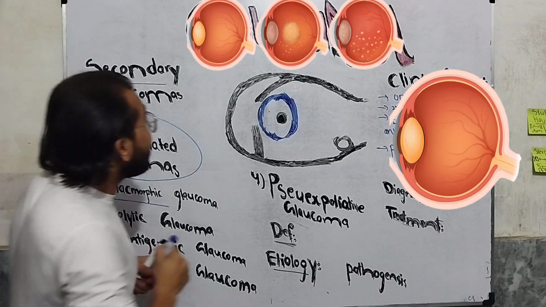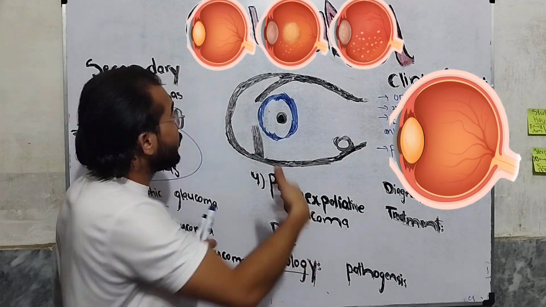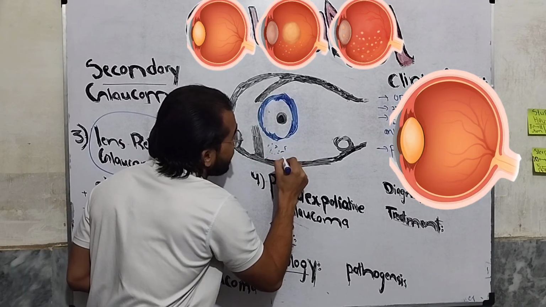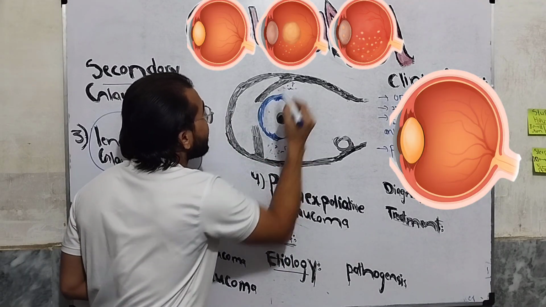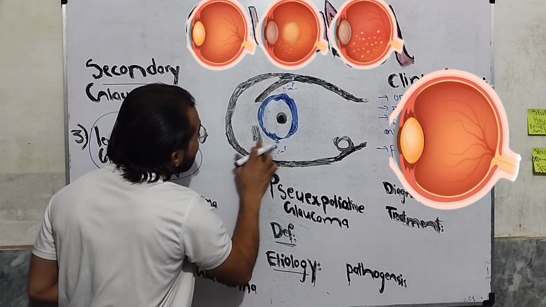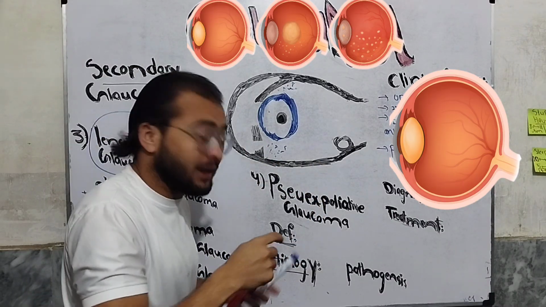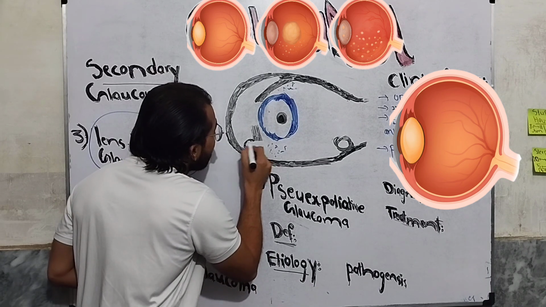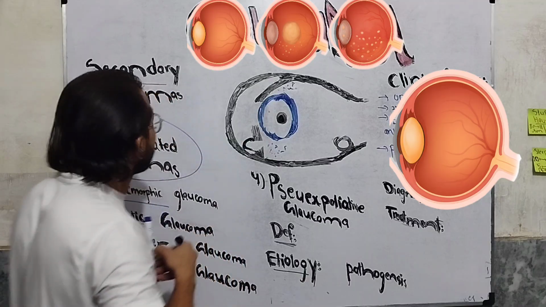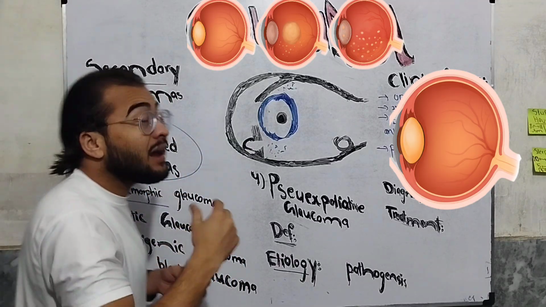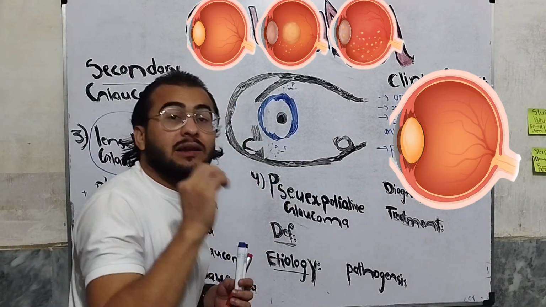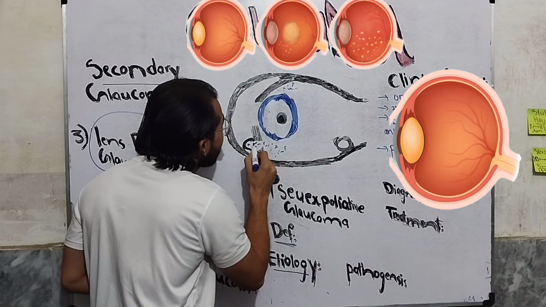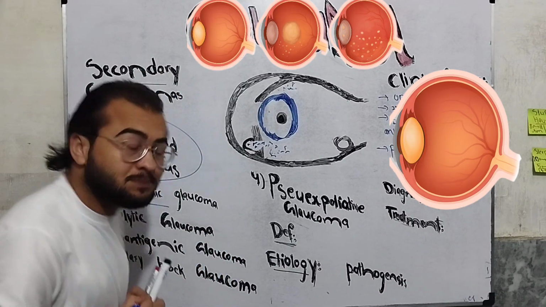Like the primary angle closure glaucoma, it will cause the accumulation of fluid in the posterior chamber. The aqueous humor will accumulate in the posterior chamber and push the iris toward the anterior chamber angle in a dome shaped pattern called iris bombe, which will block the anterior chamber angle. So Phacomorphic glaucoma causes a closed angle secondary glaucoma.